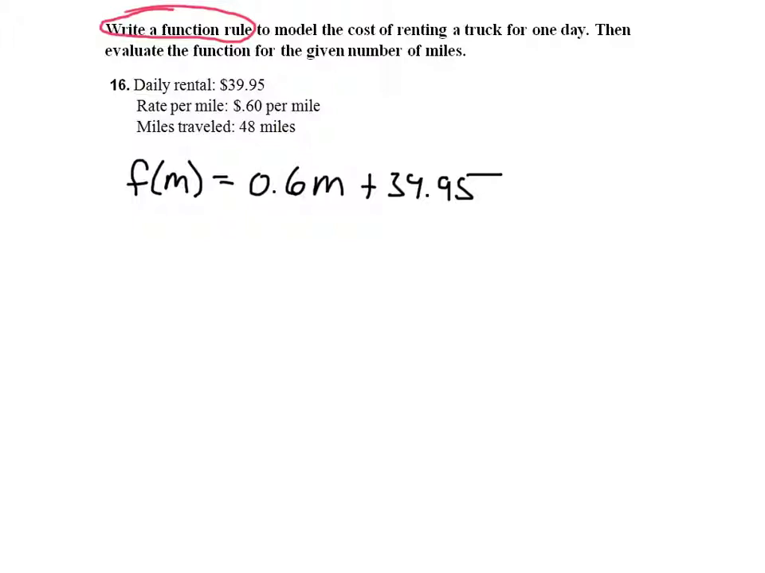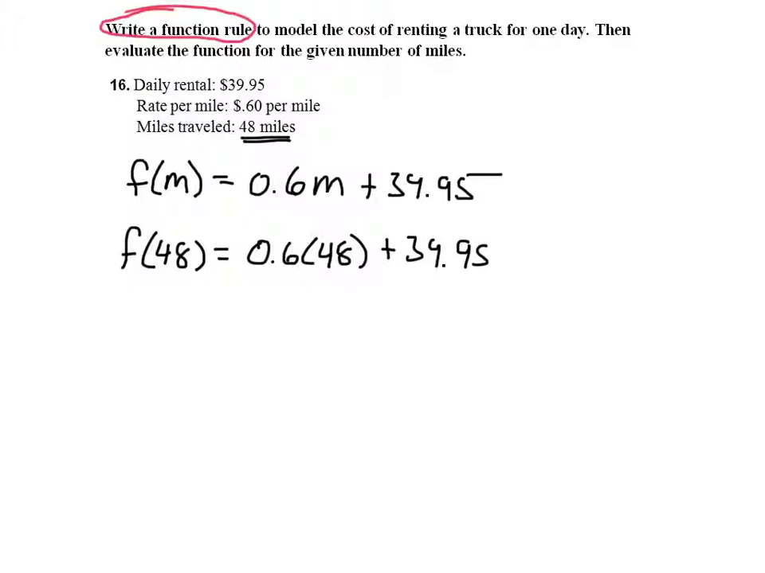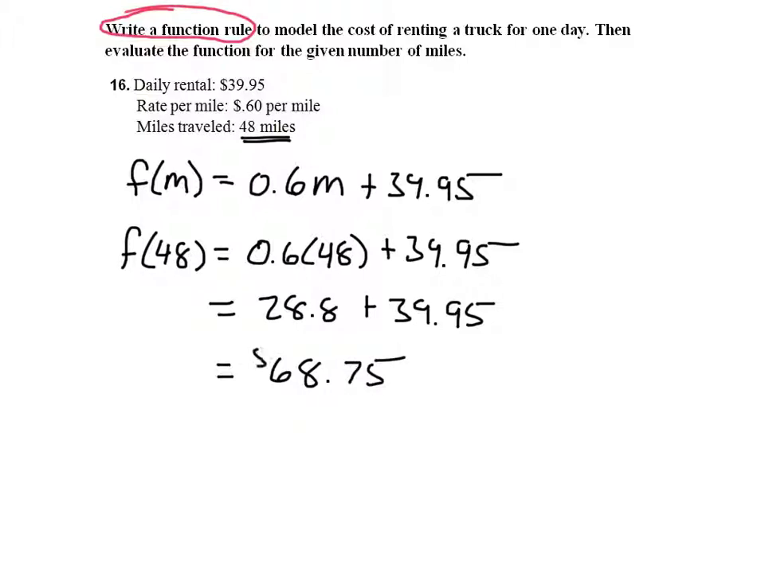All right, so now that we have our equation written, we want to evaluate that for 48 miles. So f of 48 equals 0.6 times 48 plus 39.95. All right, so 0.6 times 48? 28.8. Plus 39.95. $68.75. That's f of 48. Okay, good.